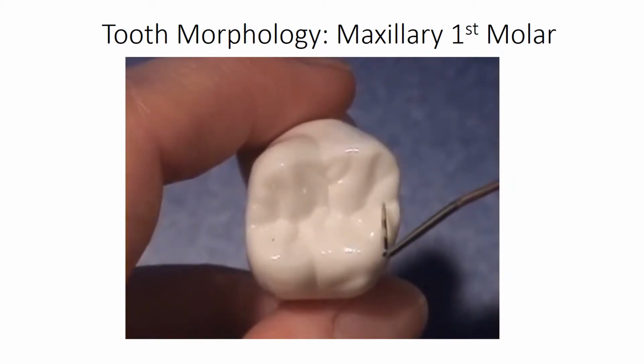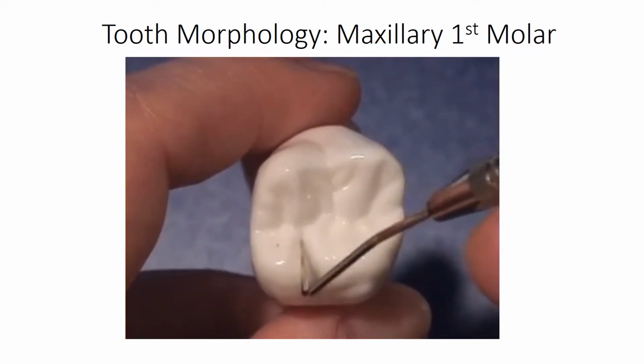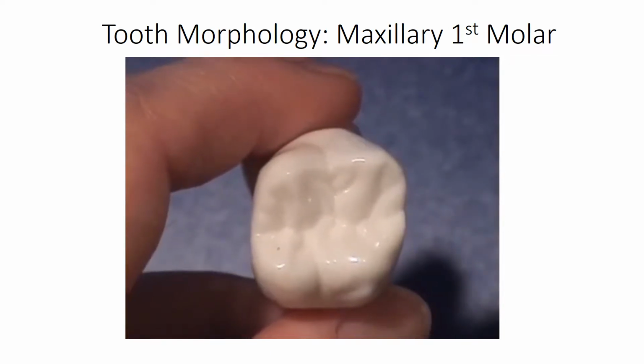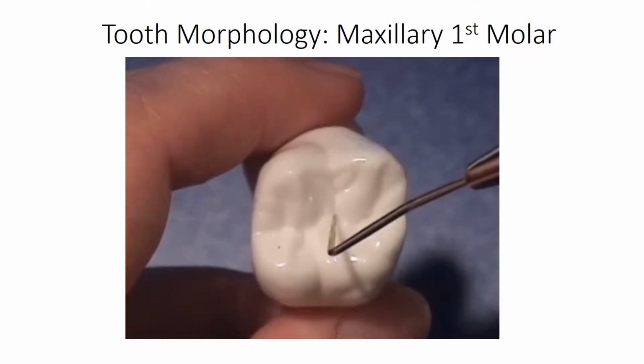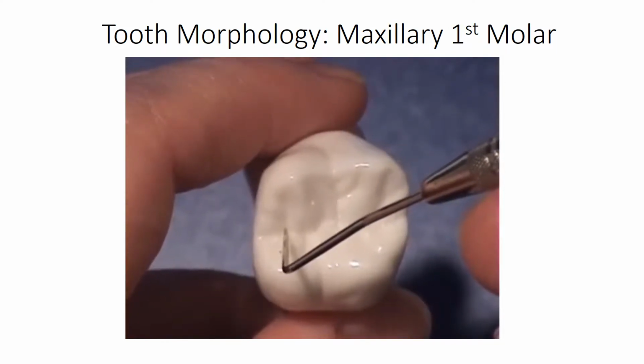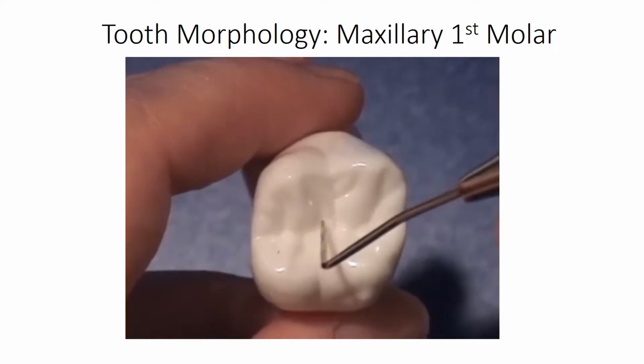There are 4 fossae, and 3 pits: central pit, mesial pit, and distal pit. There's also a transverse groove which crosses over the oblique ridge.